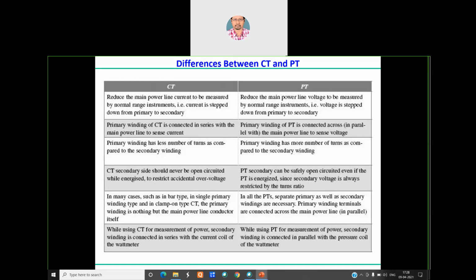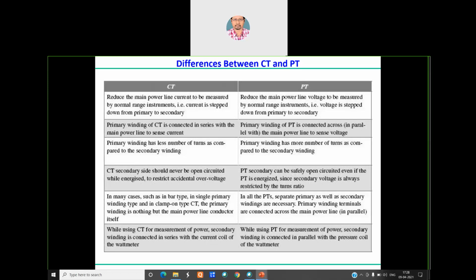The primary winding of the current transformer is connected in series, whereas the primary winding of the potential transformer is connected across, in shunt, to the main line whose voltage is sensed. Clear? The primary winding has fewer turns in the case of the current transformer, because it is connected in series. And because you are measuring voltage, which you can measure only across, the primary winding of the potential transformer has more turns compared to the secondary winding. That's a matter of common sense.